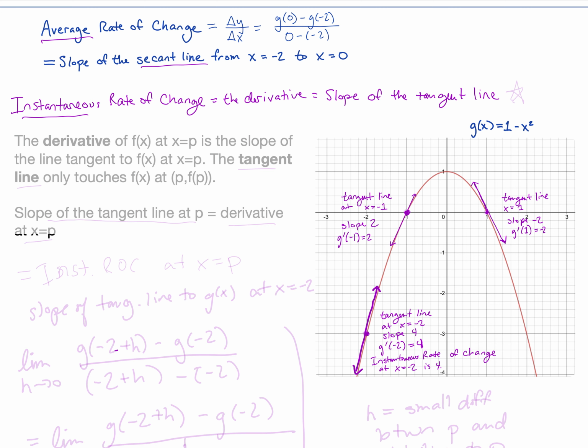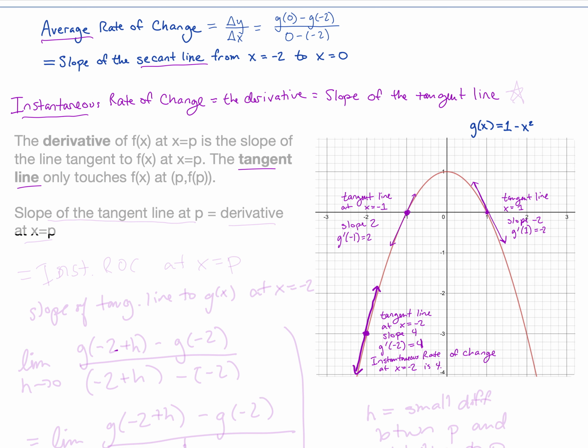So we can estimate it in that way. What are we really estimating? We're estimating the slope of the tangent line to the function. So the line tangent to a function, say g, at a point p, like p equals negative 2, is the line that just touches the curve at that point.